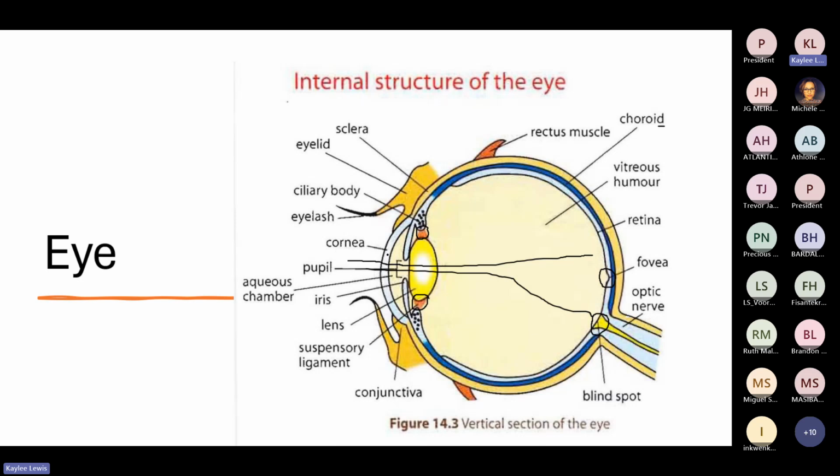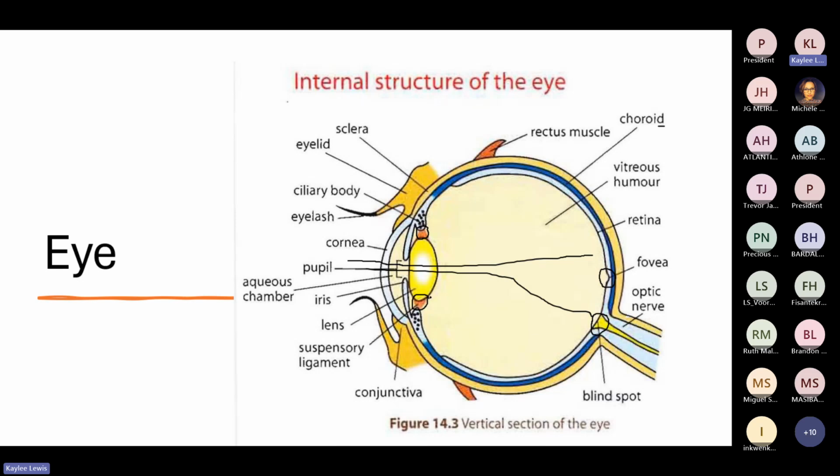It will go through the cornea, which is convex, meaning it will refract the light rays, and it is transparent. It then goes through the aqueous chamber, through the pupil, and the size of the pupil is being controlled by the muscles in the iris. It then goes through the lens. The lens is also transparent to allow the light to go through, but it's also biconvex.